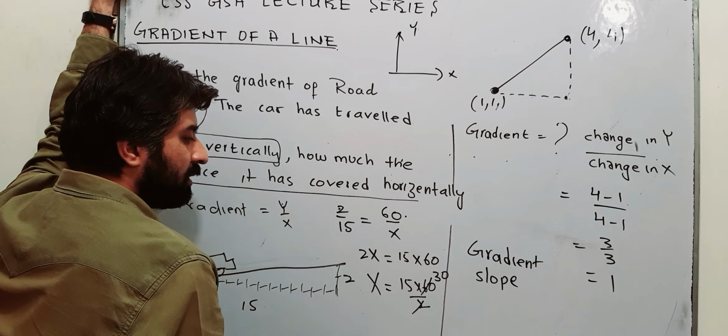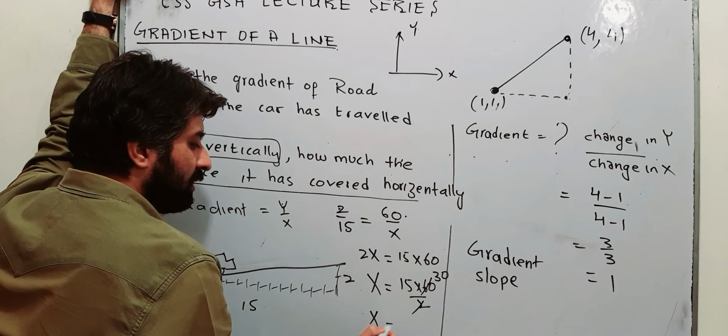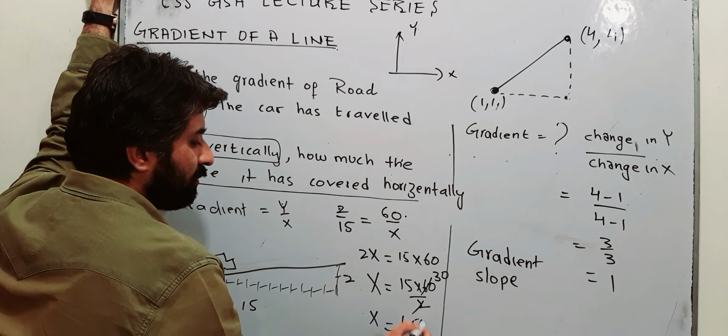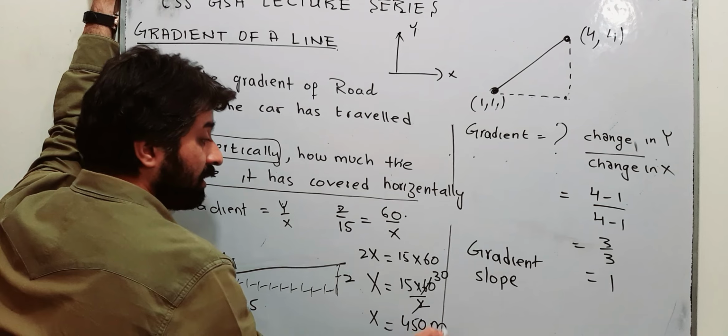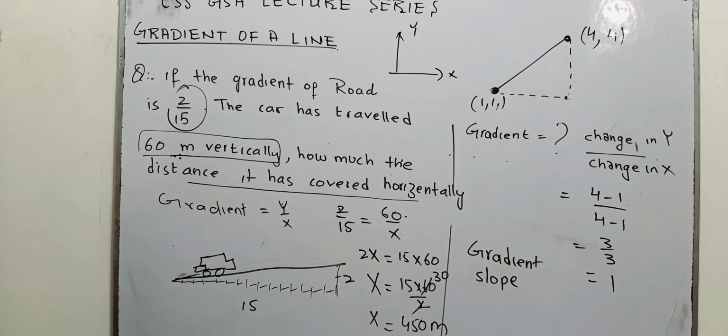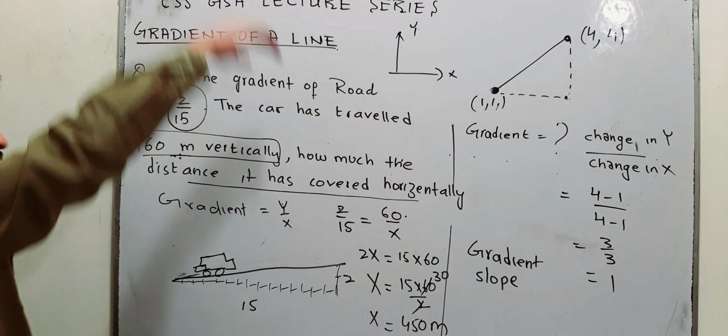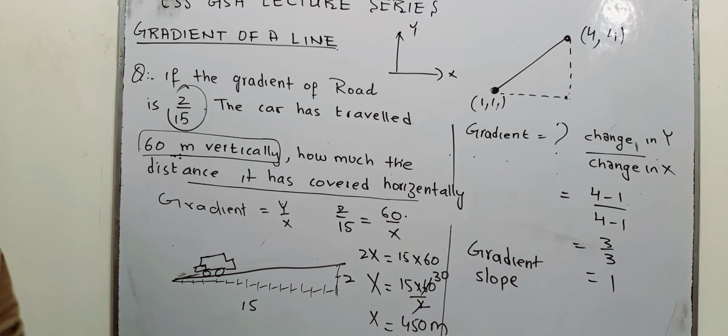30 into 15, what is it? That is 450 meters. The car will move 450 meters in this direction, and then 60 meters it will move vertically. So this is one of the questions from real life.